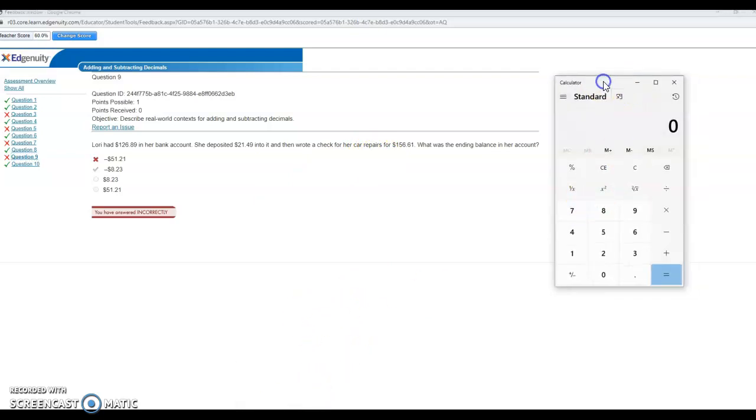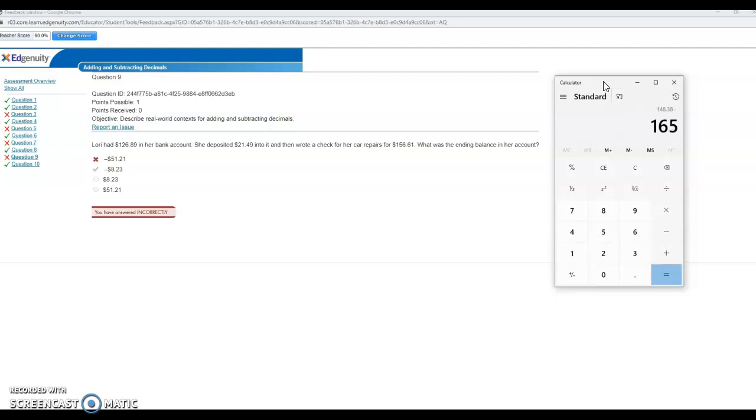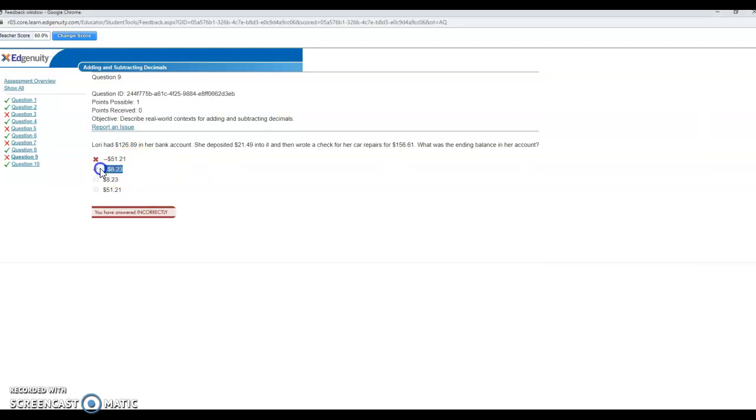So here she starts with 126.89, and then she gets another $21.49. So she has $148.38. But then she has to write a check for $156.61, leaving her with negative $8.23. So not good for Lori that she has negative money.